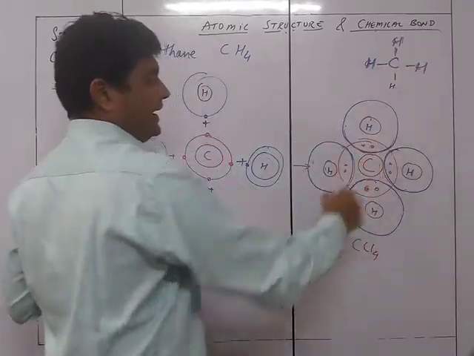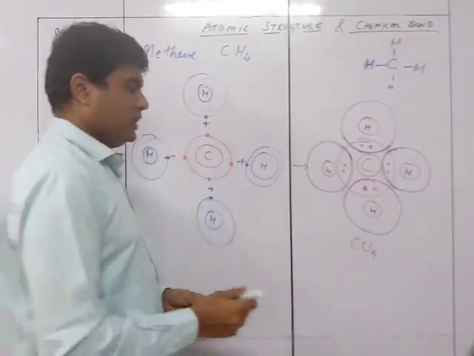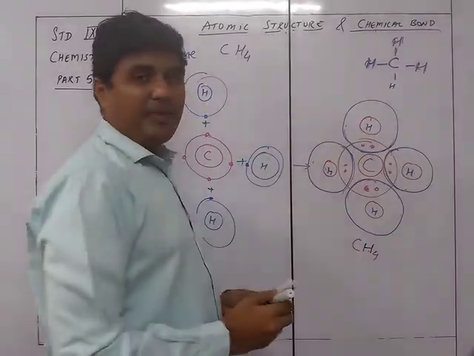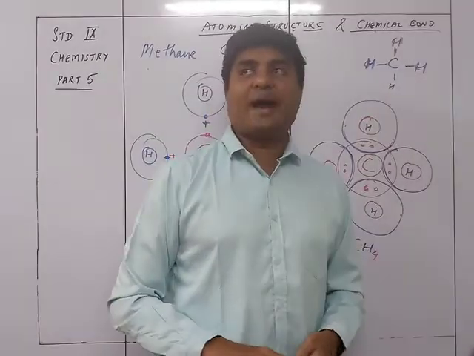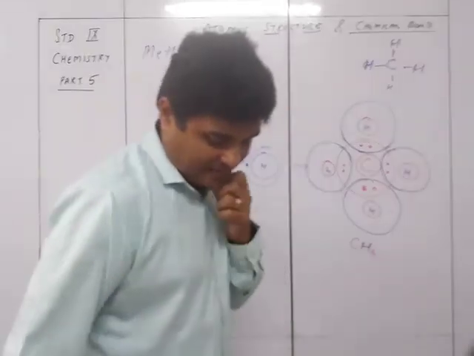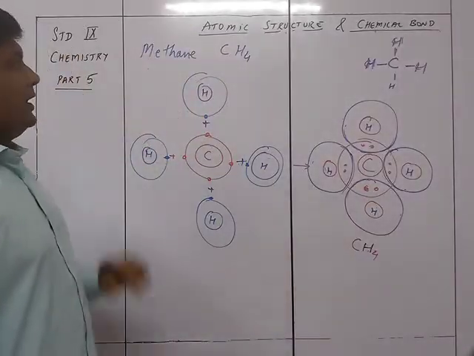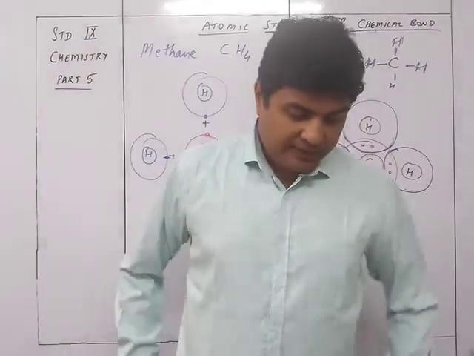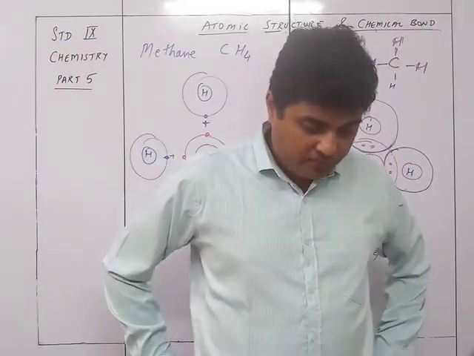Okay, C and all the 4 electrons of the carbon are being shared with 1 hydrogen atom each. So this is the methane atomic structure. So atomic structure of methane is given in this particular form.